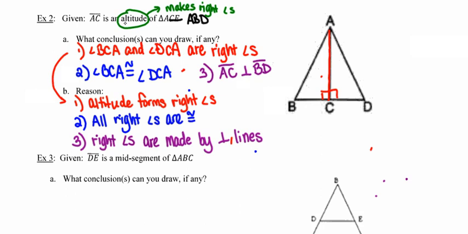So you can see, especially by this example, that that one word altitude really tells us quite a lot about what's going on in the picture. And that's why it's so important that you be familiar and comfortable and used to working with those vocabulary words. If necessary, it might even be a good idea to get some index cards and make some flashcards for those.